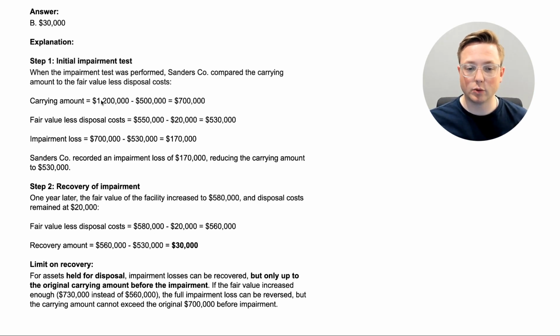So we figure out the carrying amount, which was the $1,200,000 of the cost, less the $500,000 that they have of accumulated depreciation so far. So the carrying amount was $700,000. Now the fair value less the disposal costs, they're saying the fair value is $550,000. And then there's the $20,000 that they think it's going to cost to be able to dispose of it. So the fair value that they think it should be less the disposal cost is $530,000. So the impairment loss to bring it from $700,000 down to the $530,000 fair value is $170,000. That's what they recorded. They recorded an impairment loss of $170,000 to bring it down to the $530,000 carrying amount.